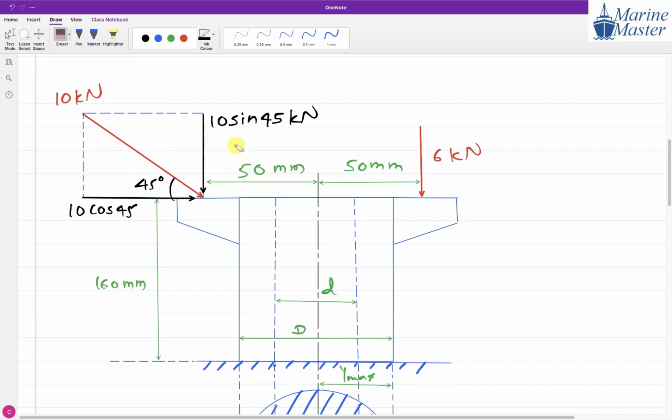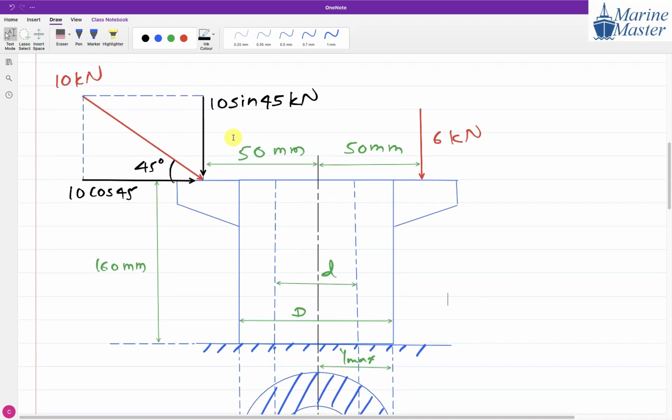Here, which forces are creating compression? What is the meaning of compression? Decrease in length. Which force is creating compression here? Here we have the total 10 kilonewton, at 45 degrees, and 6 kilonewton. Which forces create compression? 10 sine 45 and 6 kilonewton. So these two forces create compression.